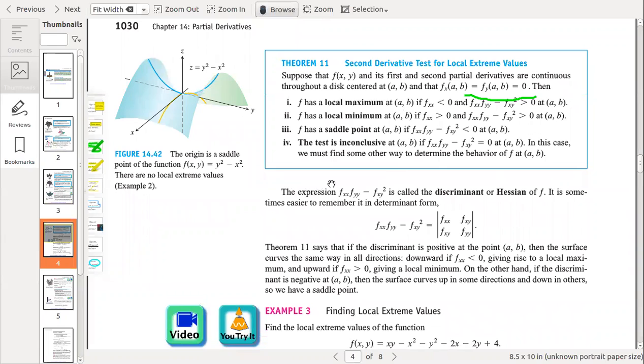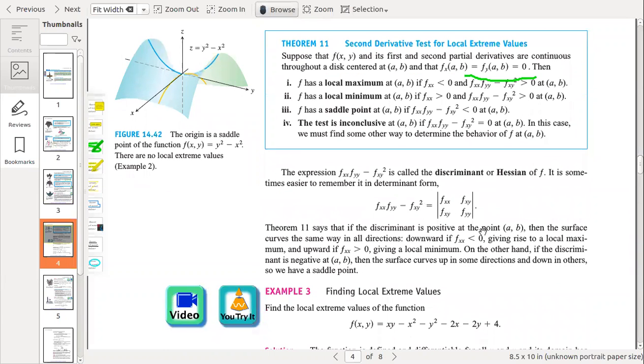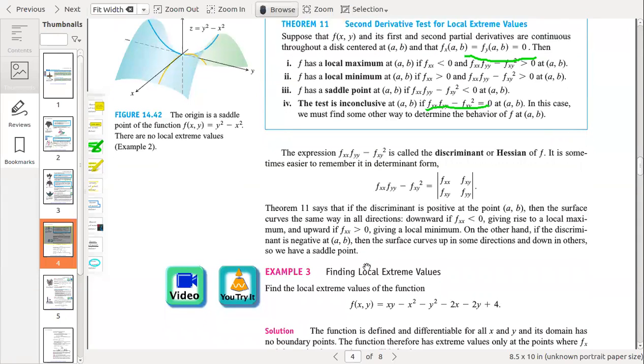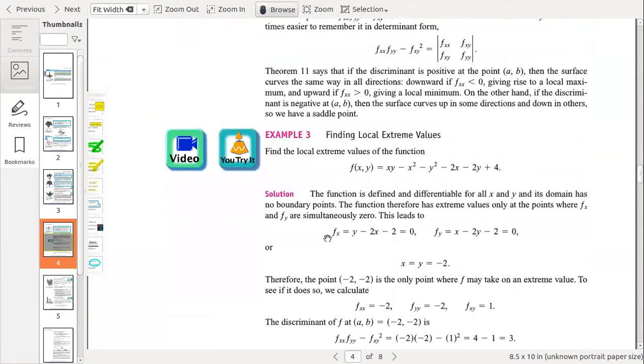Note that this inequality can be written in the form of the determinant of a matrix. This is called the discriminant or Hessian of f. It is sometimes easier to remember it in determinant form: f_xx, f_yy, f_xy, and f_xy. If we calculate the determinant, we will find this expression. That is also an easy task, not very difficult.